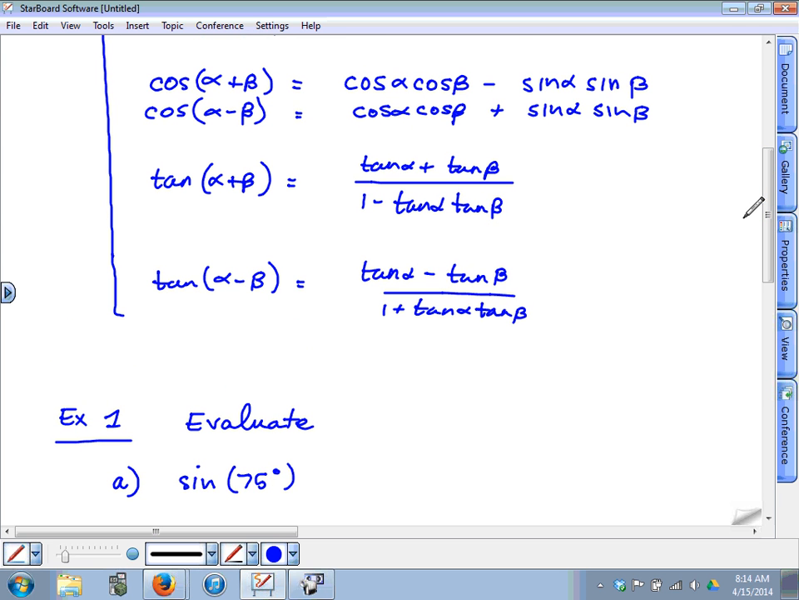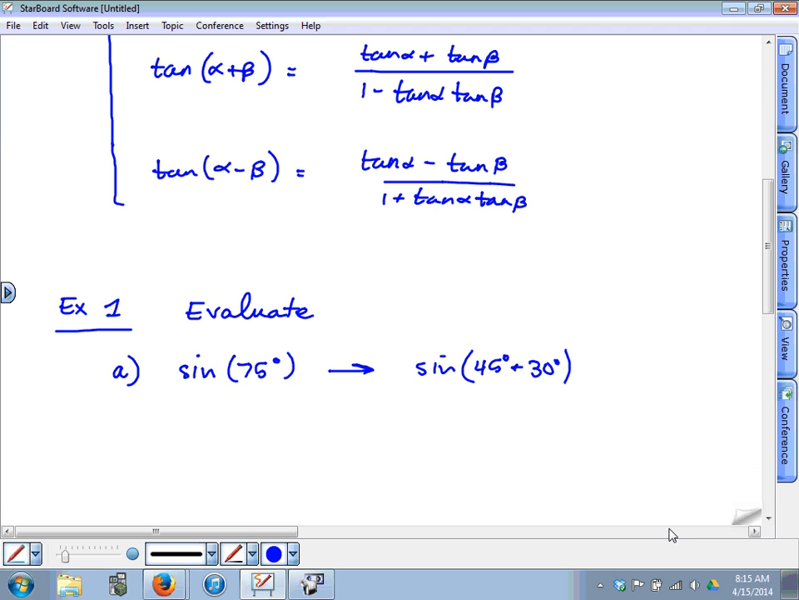Are there two special angles that we can either add or subtract from each other to equal this? What were you saying? 45 plus 30, doesn't that equal 75? So what we're going to have to do is change this into the sine of 45 degrees plus 30 degrees, and now we apply the correct identity to evaluate this.